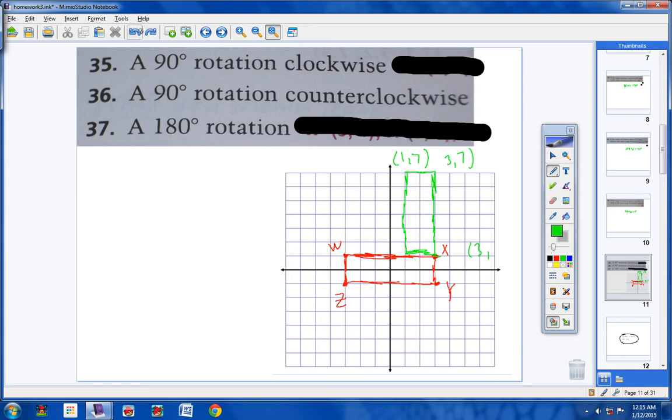Alright, now let's take a look at number 36. Alright, here we go. Number 36, we're going to rotate it 90 degrees counterclockwise, okay? So now we're going to go counterclockwise. So we start here, rotate on X, okay? So we're rotating it on X. So this line here is going to rotate 90 degrees to this line right here, okay? So what that means is WX, this line right here, will fall right here on this line.